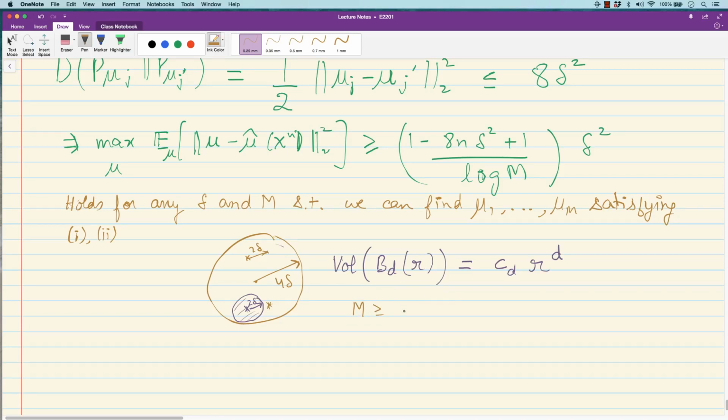Okay, so the number of points that you will find, m, is more than the volume of the bigger ball divided by the volume of the smaller ball. So the volume of the bigger ball is c_d (4 delta)^d. The volume of the smaller ball is c_d (2 delta)^d. So this is 2^d. These are rough calculations. Okay, so you can find these many points. Actually, not rough, but you need to argue these things.